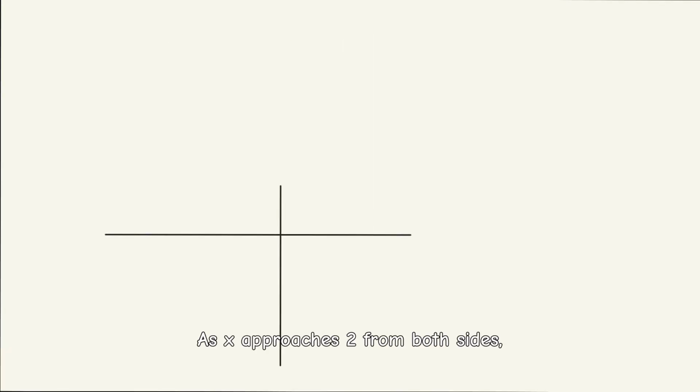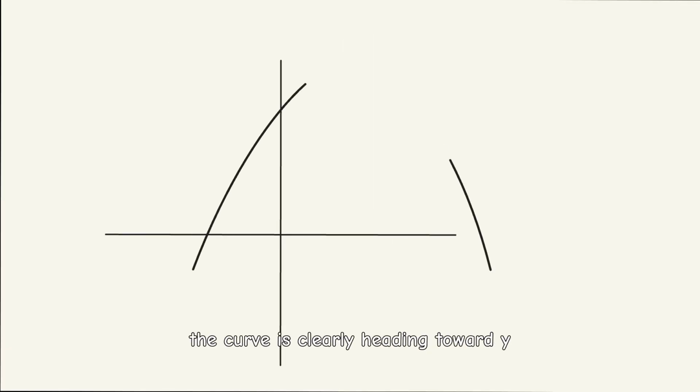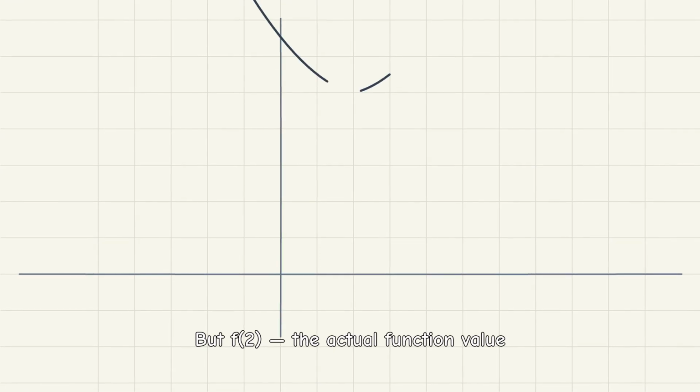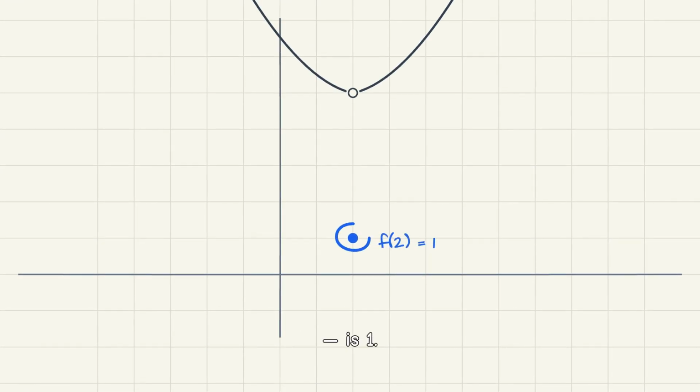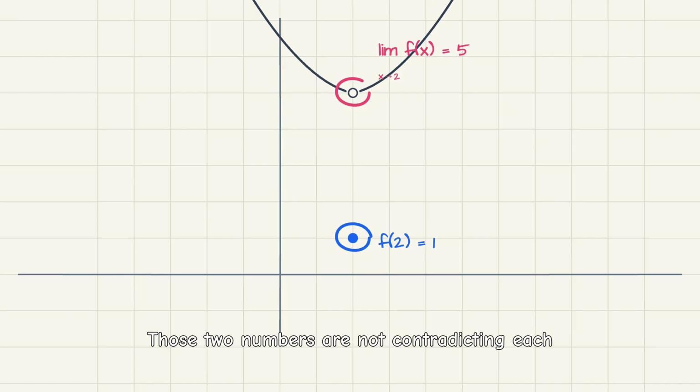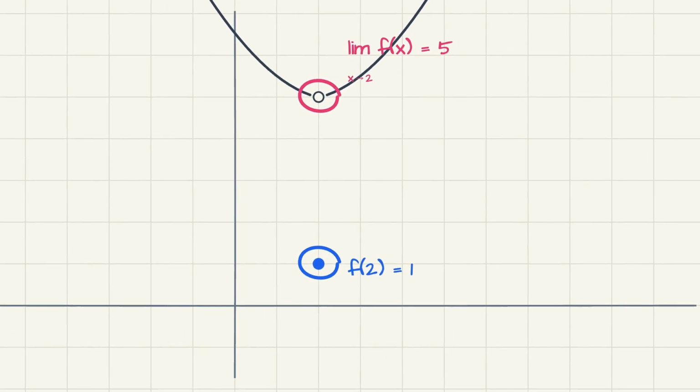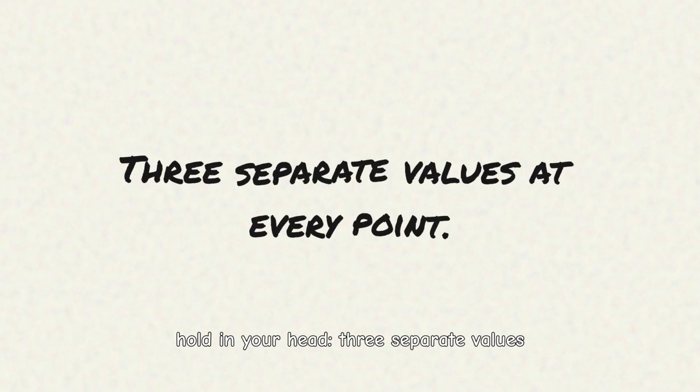Look at this graph. As x approaches 2 from both sides, the curve is clearly heading toward y approaching 5, so the limit is 5. But f(2), the actual function value, is 1. Those two numbers are not contradicting each other. They're answering different questions. This is the structure you need to hold in your head.